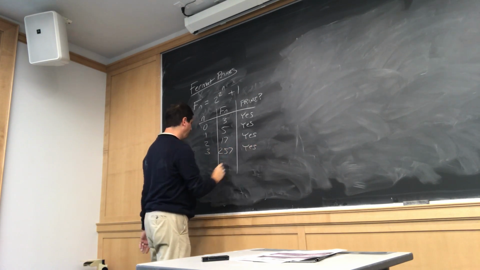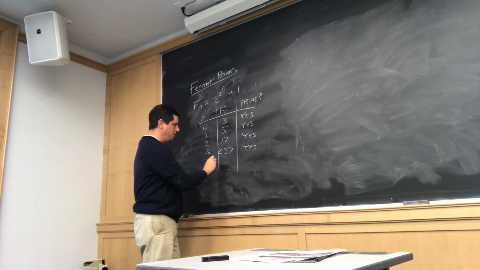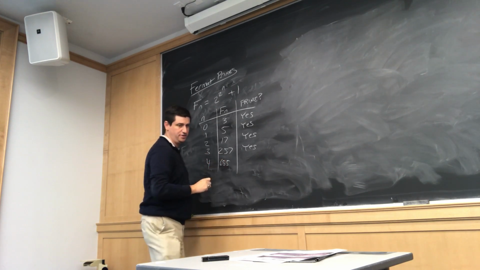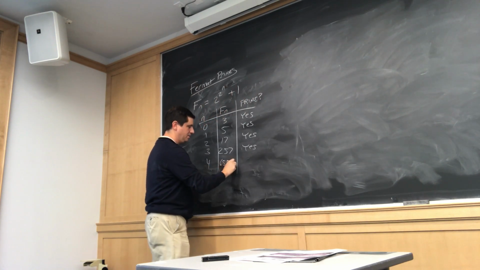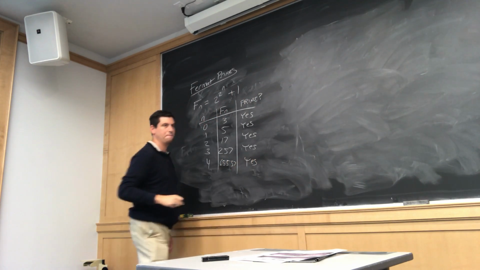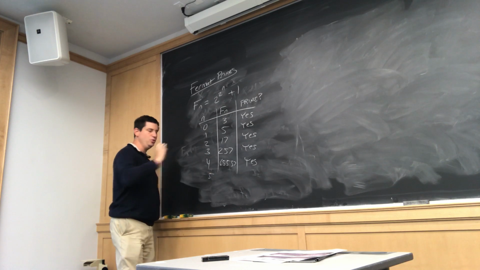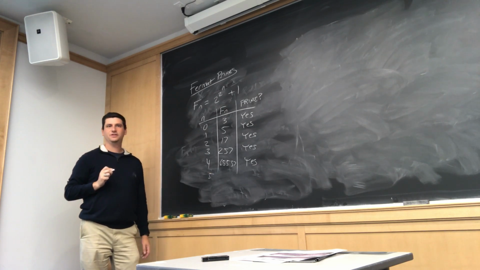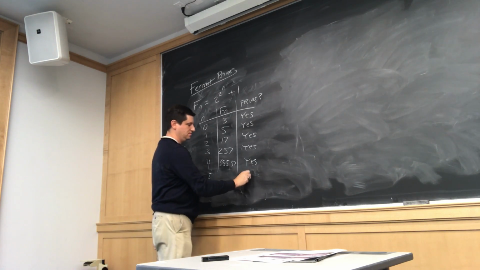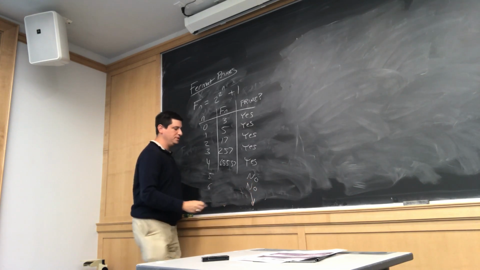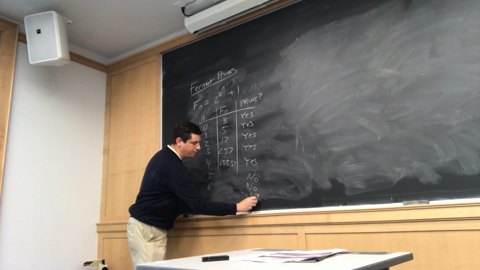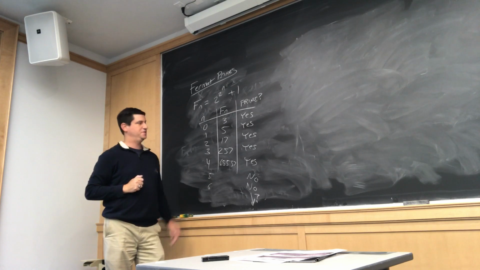is prime. When you take n equals 4, 65,537, I think? Yes. It's also prime. When you take n equals 5, the answer is no. 6, no. We actually believe that there are no more Fermat primes. That this is it.